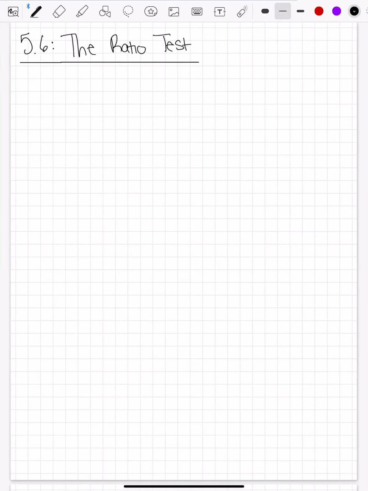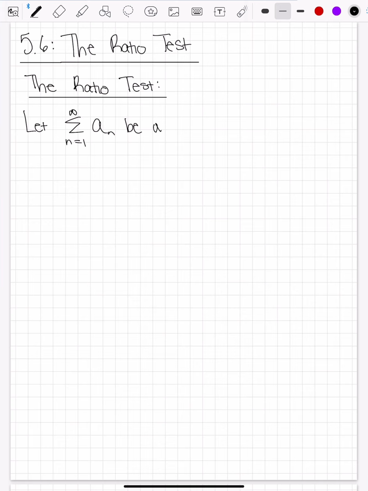In this video, we move on to section 5.6, which will be discussing the ratio test. What the ratio test says is, if you're given a series, the sum from 1 to infinity of a_n that has non-zero terms, so none of the terms can be 0, then we define this thing, which I'm going to call rho. Rho is a Greek letter R, and that stands for the ratio.